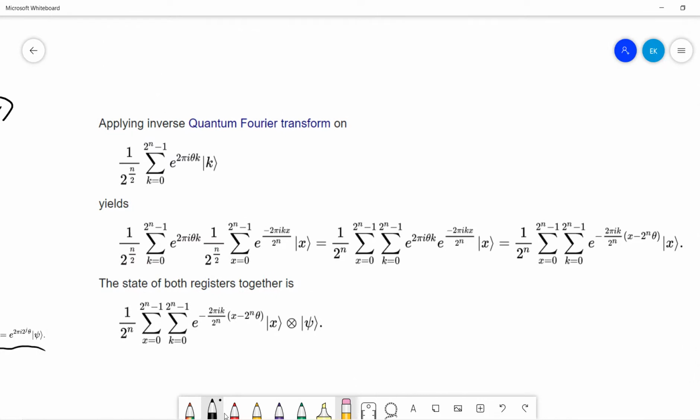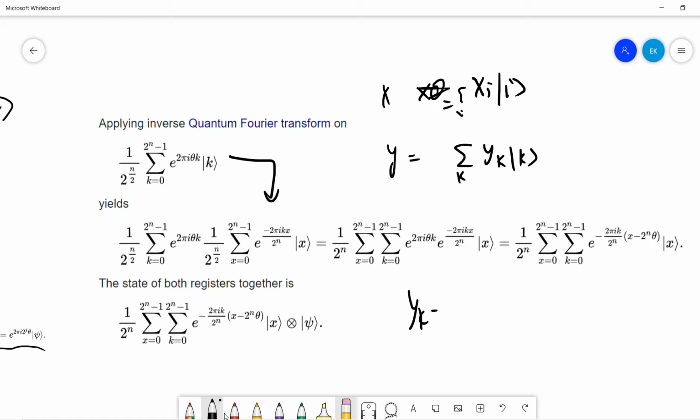Okay, then you start from here, and then you apply the inverse quantum Fourier transform. Just recall that for the quantum Fourier transform, you can take your x and define y, so after the Fourier transform you get some y_k, and this y_k is 1 over square root of N, sum of x_j times omega to the power of i j k over N.